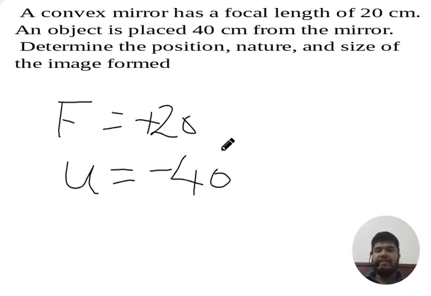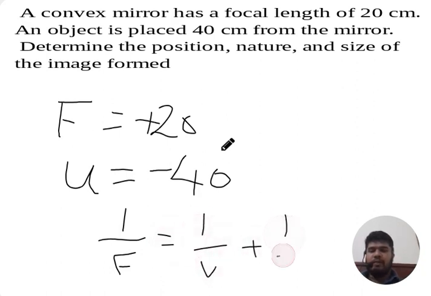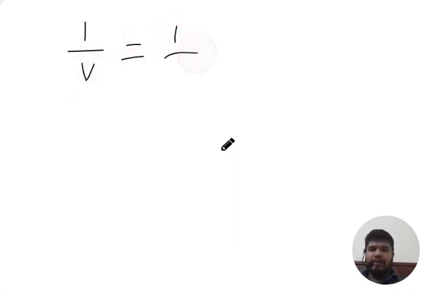How to find the image distance? There is an equation, the mirror equation: 1 by f is equal to 1 by v plus 1 by u. Then we need to rearrange the equation. 1 by v is equal to 1 by f minus 1 by u. Then we can substitute our values.